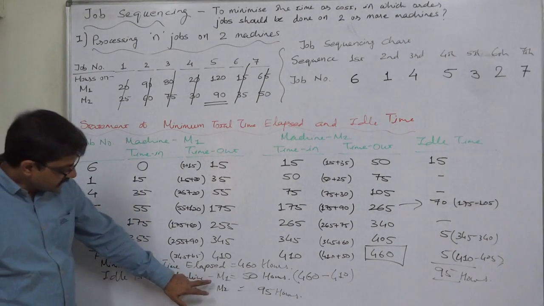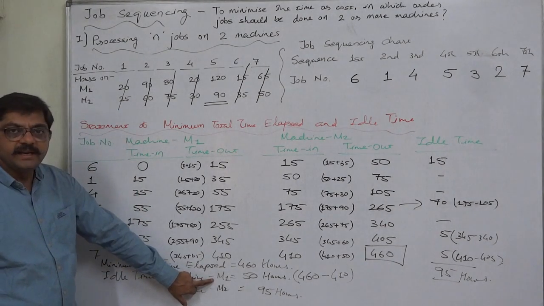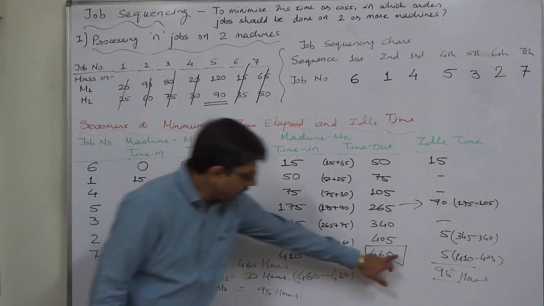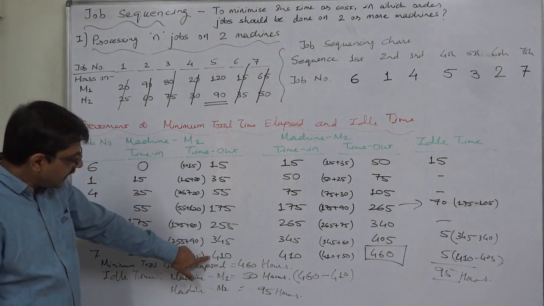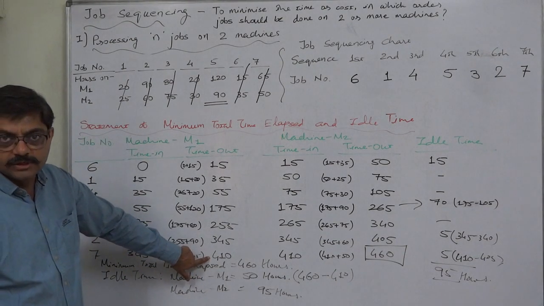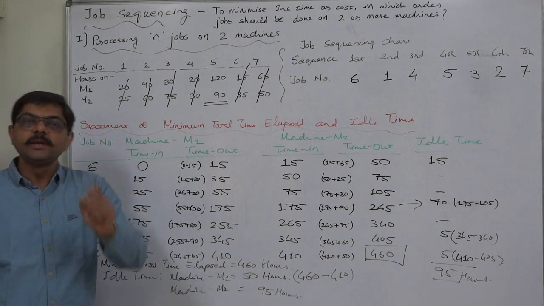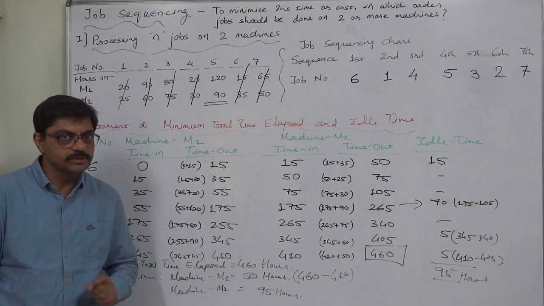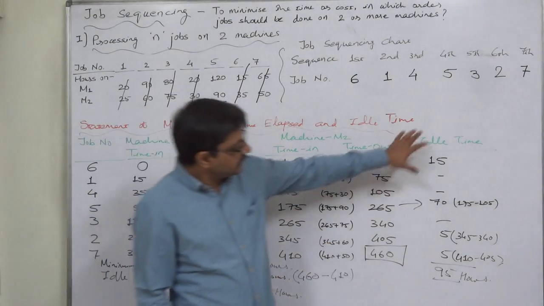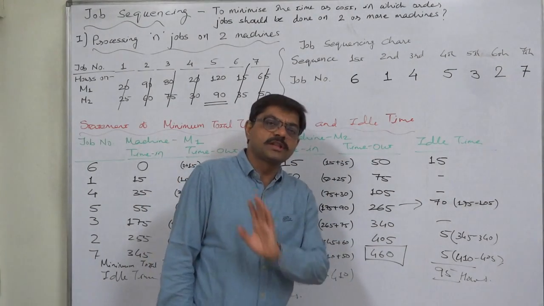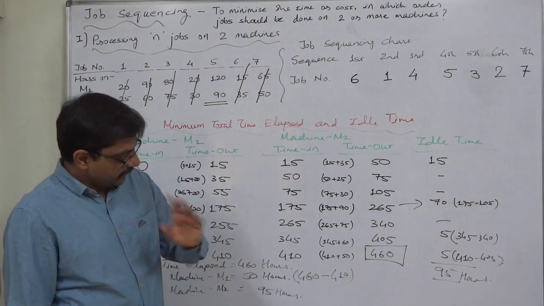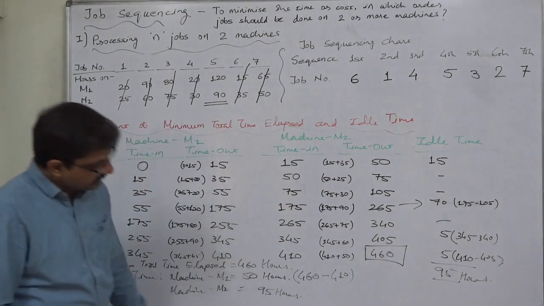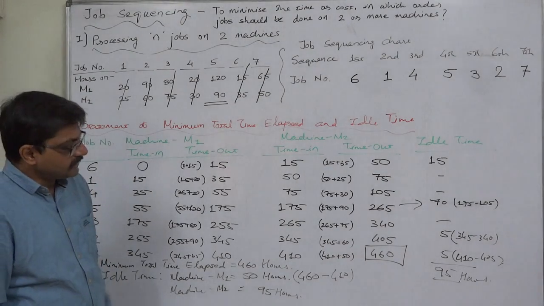So I suggest this method of finding the total idle time of any machine: total time elapsed minus the last time out of the particular machine. That will give you the accurate total idle time of that particular machine. So we prepare this kind of column in case of 2 or 3 machines only. Where there are many machines, we need not prepare a separate column of idle time.